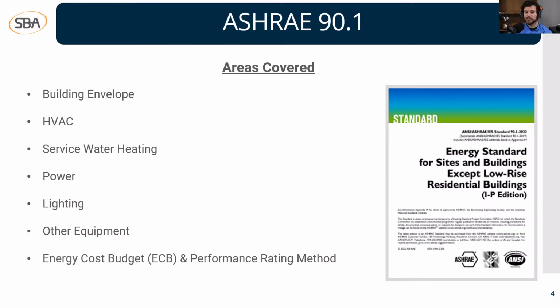Let's break down the 7 core areas that ASHRAE 90.1 addresses, and I'll include some tips and real-world commentary along the way. So what are those areas covered? We have our building envelope. We have our HVAC equipment. We have our hot water or service water heating. We have our power, our lighting, other equipment. And then we also want to talk about the energy cost budget, or our ECB, and performance rating method. So we'll get into all of that in this podcast.